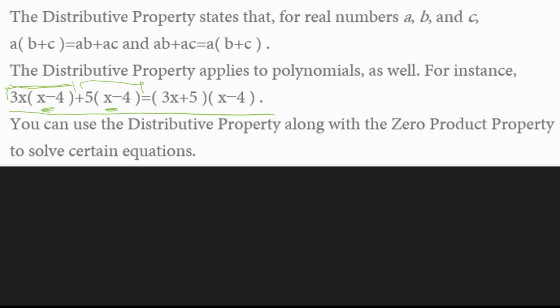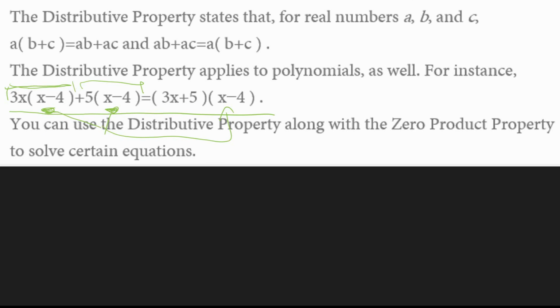And so what you're going to do is pull that out. You're going to pull this x minus 4 and this x minus 4 out, and stick them by themselves. So that's the x minus 4. Even though they're separated on the left side, you're going to put them together on the right because both of the terms have it. It's like you're dividing it out. You're pulling it out, the opposite of the distributive property.